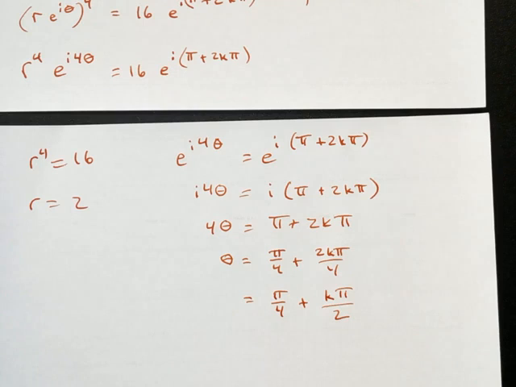I asked you at the very beginning to solve an equation whose highest power was 4. How many answers should I get? 4. And they're 90 degrees apart. They're going to make a square.